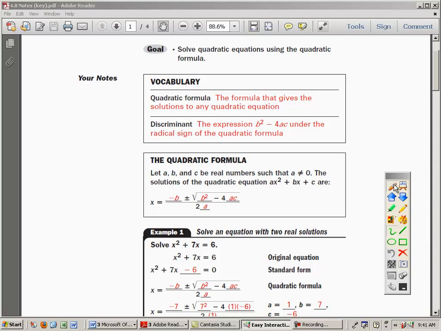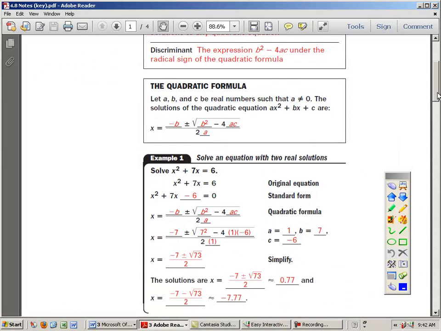The discriminant is the part of the quadratic formula that's under the radical sign. When we have something under a radical, whatever this value is underneath, we're going to call that D, or the discriminant. I'll be talking to you a little bit more about the discriminant when we get to the quadratic formula. So here it is, the quadratic formula.